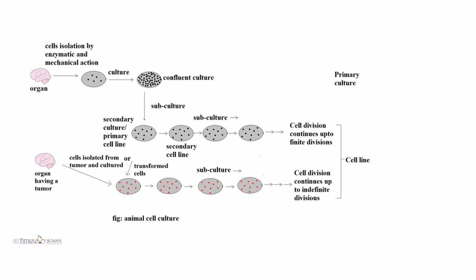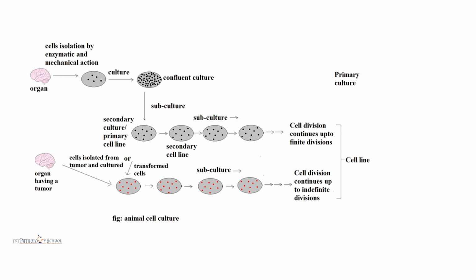And this is a schematic representation of the primary culture and the continuous cell lines. So as we can see, here we have taken an organ. Now we have isolated cells by mechanical or enzymatic methods, and then we are making a primary culture of it. Now from this we have grown more cells. Now this is again subcultured, and then there are many generations of subcultures. But this division has a finite limit. So it will at a certain point undergo senescence.